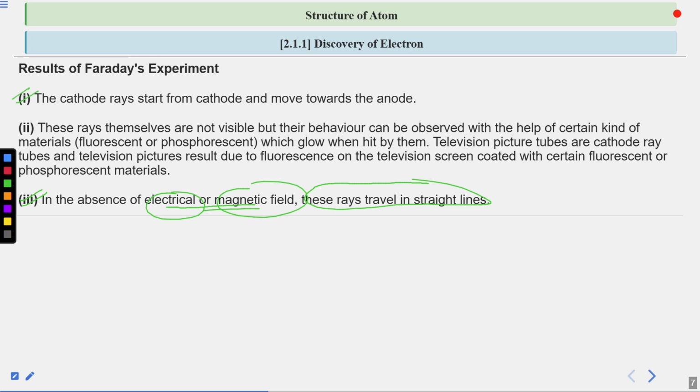So these are the three characteristics of cathode rays. Remember, they start from the cathode and move towards the anode. Second thing, they are not visible until and unless they are identified with the help of fluorescent and phosphorescent materials. And third thing, they move in a straight line. And we have seen all of this in the experiment. Got it? Any doubt in this?